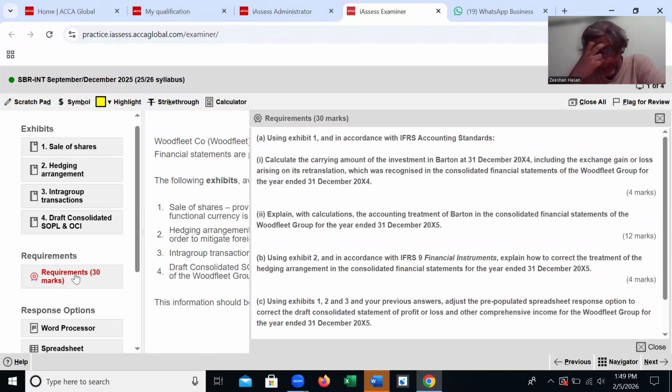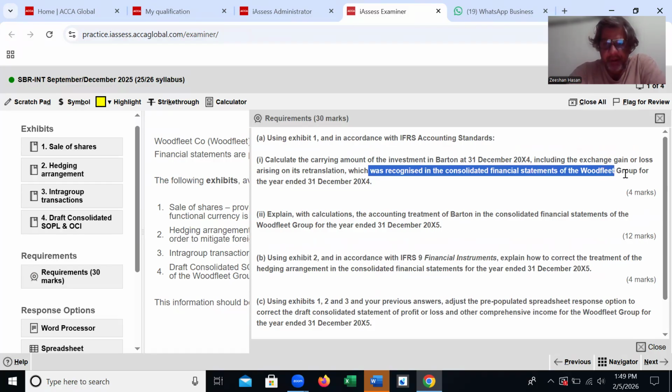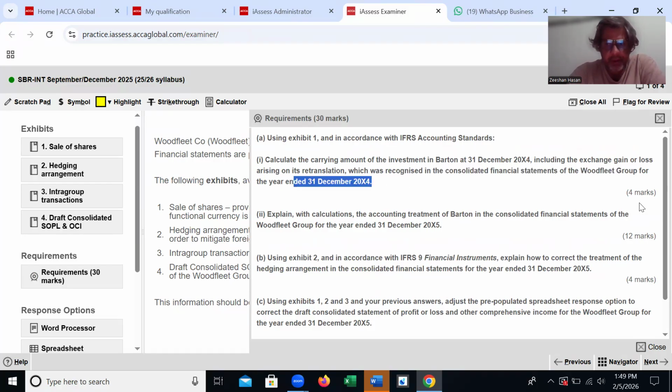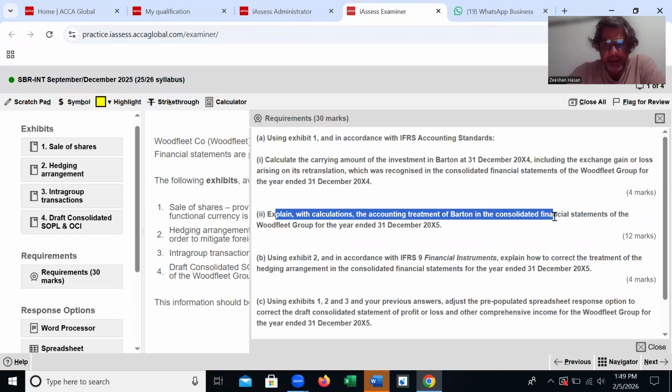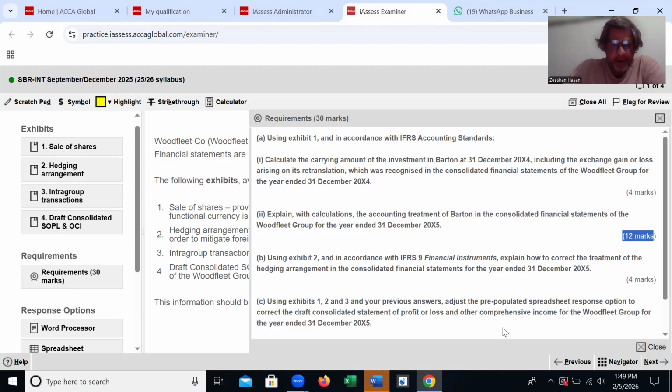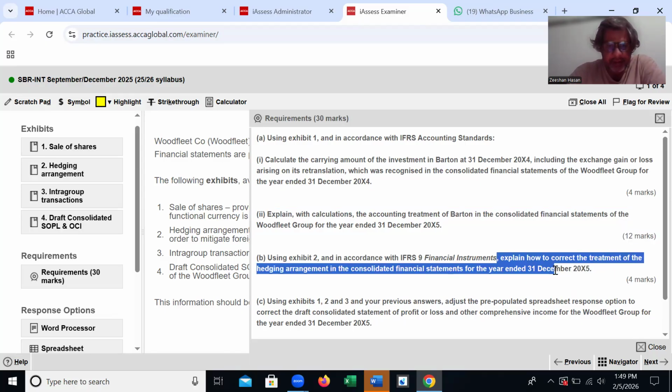Here it is. Firstly, we will look at the requirements. Calculate the carrying amount of the investment in Barton at 31st December, including the exchange gain or loss arising on its retranslation, which was recognized in the consolidated statement of the Woodfleet Group for the year ended 31st December X4. Four marks available for it. Then explain, within calculation, the accounting treatment of the matter in the consolidated statement of the Woodfleet Group for the year ended 31st December X5. 12 marks available for it. And then we have to use exhibit 2, in accordance with IFRS 9, to explain how to correct the treatment of the hedging arrangement in the consolidated financial statements for the year ended 31st December X5. 4 marks available for it.